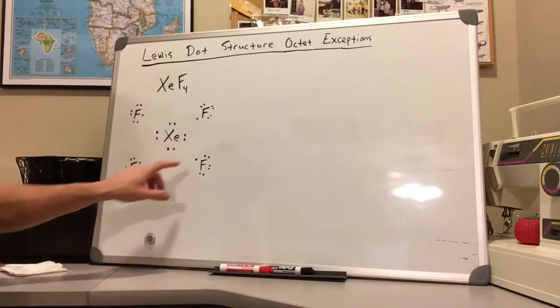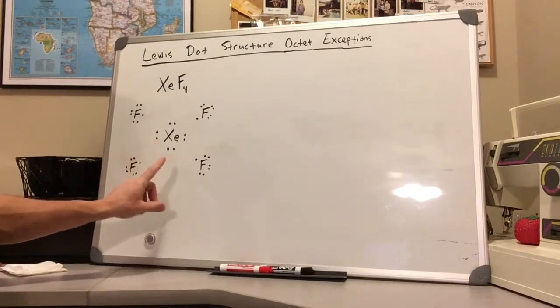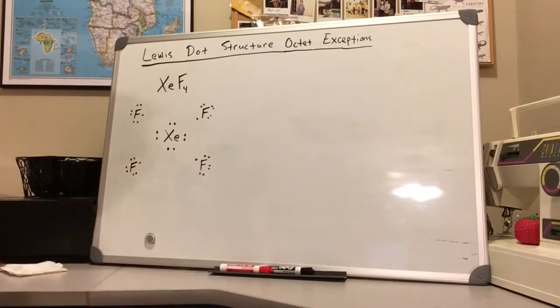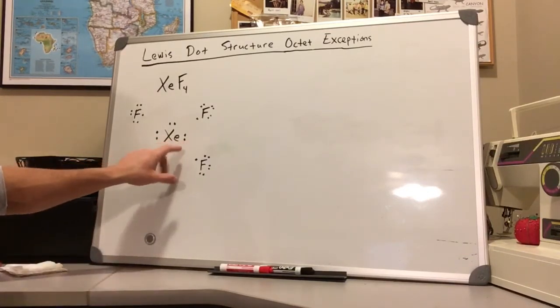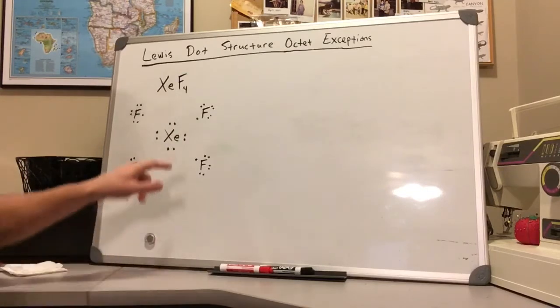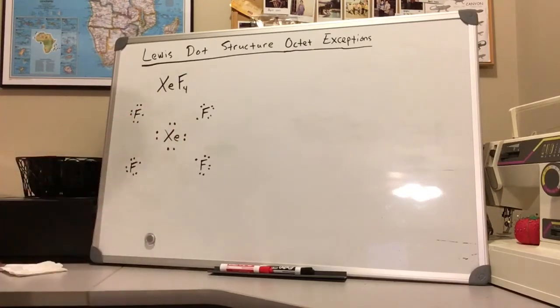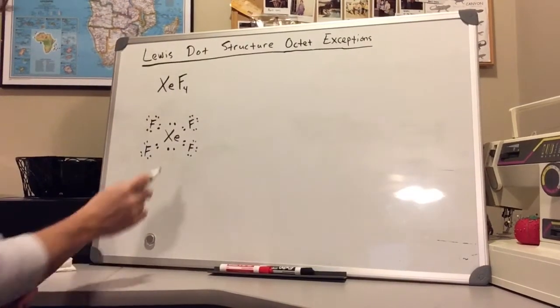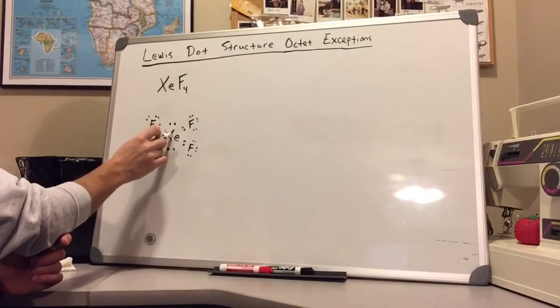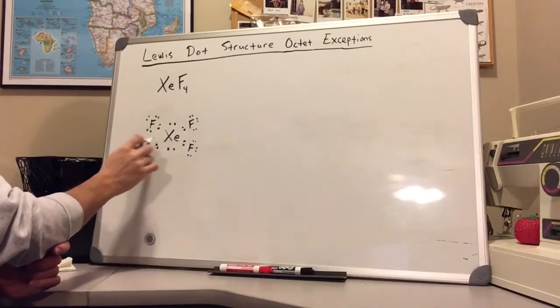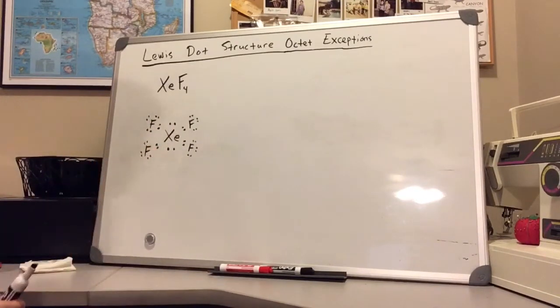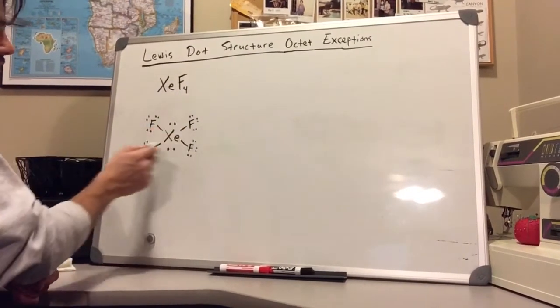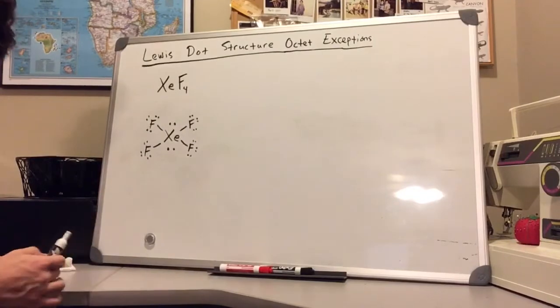So what I see is that each of my fluorines is missing 1 valence electron in order to have that full octet, or that full valence shell of 8. So I know that my xenon is going to donate, or not donate, but share 1 electron for each fluorine. In this case, these 2 electrons are being shared by both xenon and fluorine. Same with these 2, and these 2. So all of these can become single bonds.